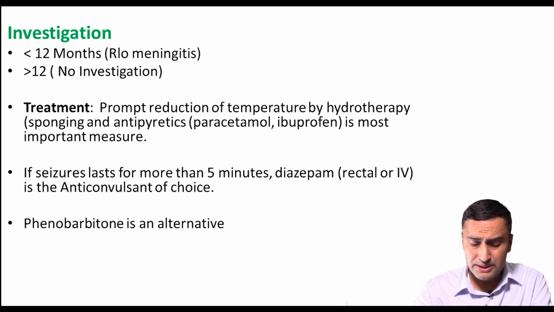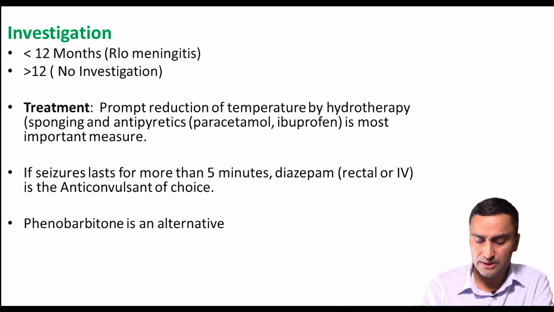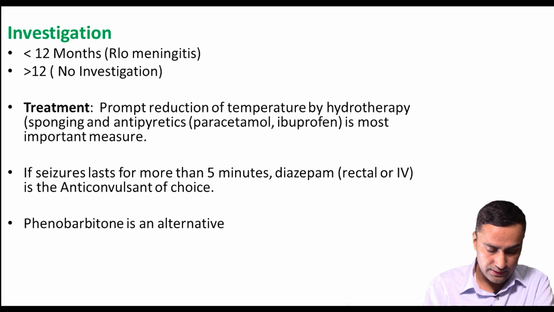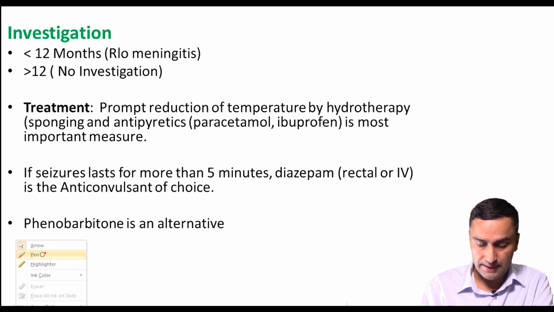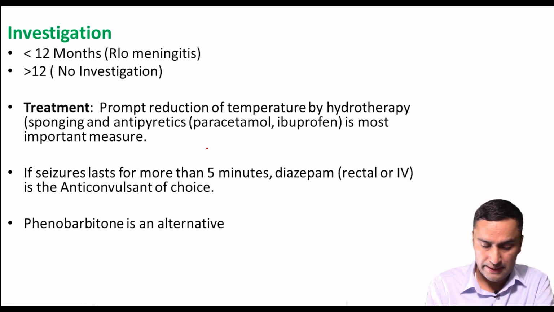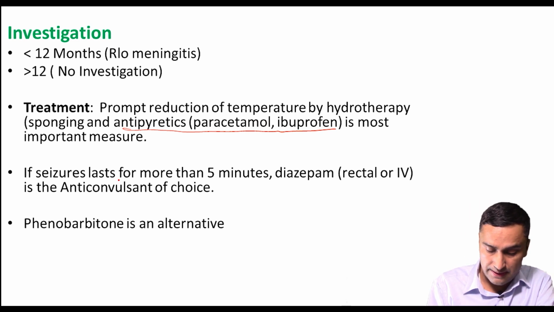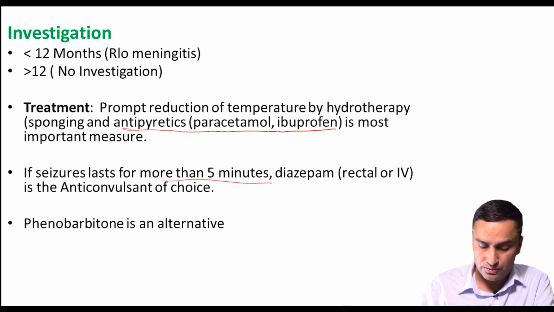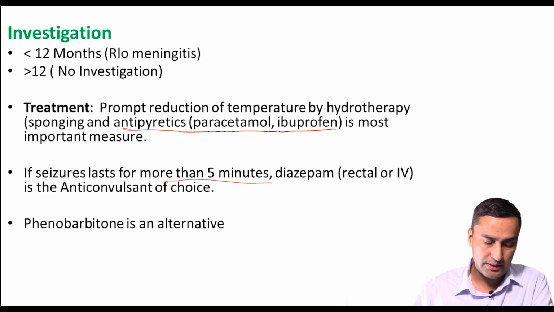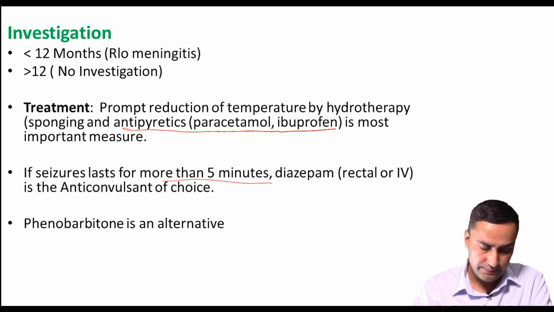Basically, temperature reduction is the primary mode of treatment in febrile seizure. You should give an antipyretic, paracetamol or ibuprofen, which is the most important measure. If the seizure lasts for more than 5 minutes, you should give diazepam, rectal or IV, which is the anticonvulsant of choice. Phenobarbital can be used as an alternative therapy.